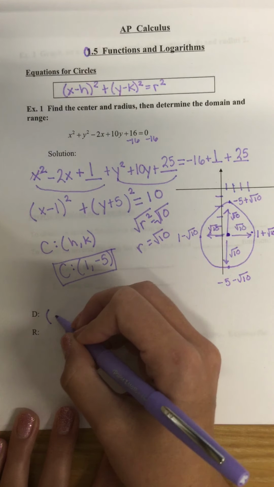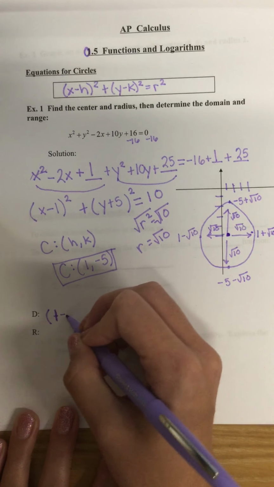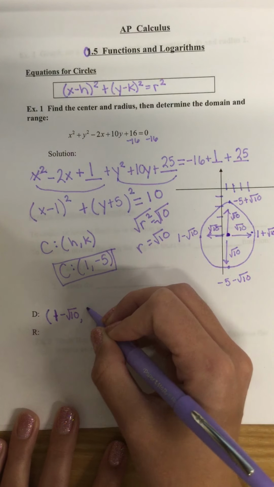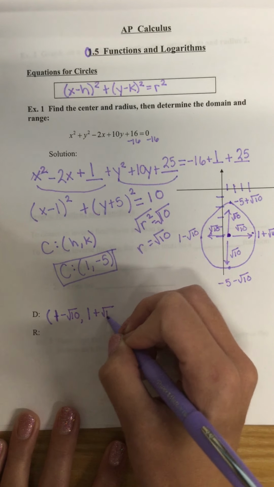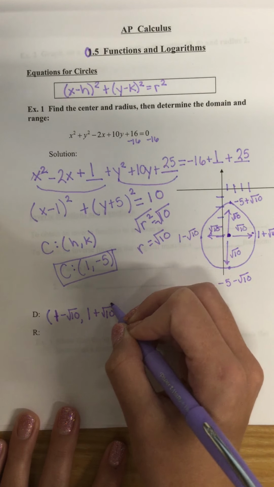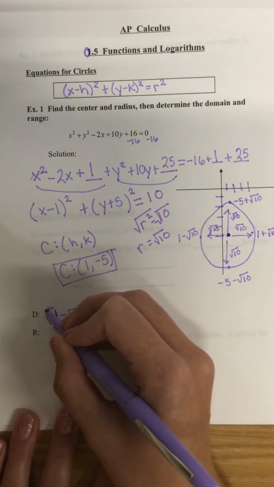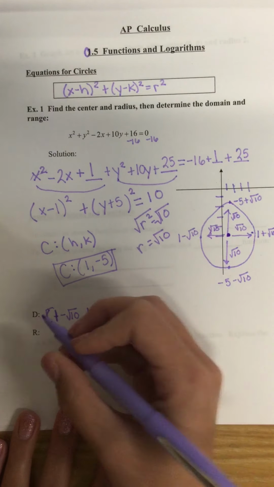So our domain is going to go from 1 minus square root 10 all the way to 1 plus square root 10. And this would actually be closed brackets because we would hit that point.